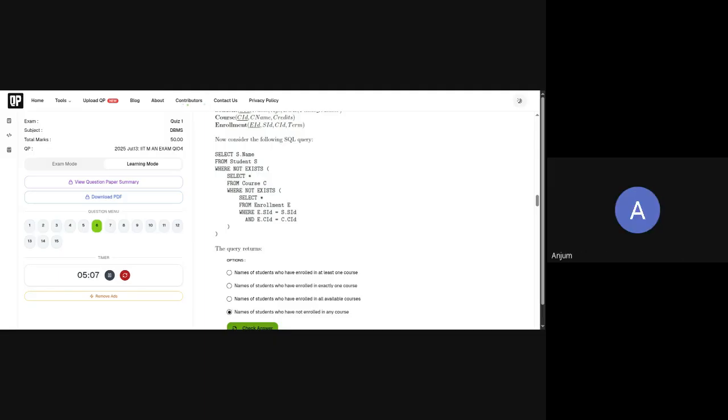Here not exists is used 2 times. So it should be enrolled in. It doesn't matter about being used 2 times. It is being nested. That is more important.